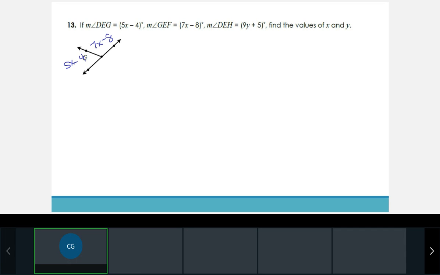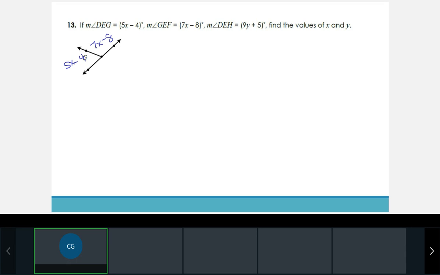I see lots of good stuff. Yay, yay, yay. Good. This is a linear pair. Very good. Okay, so they're a linear pair. Linear pair is supplementary. Ooh, this is a really good question. Is supplementary and linear pair the same thing?